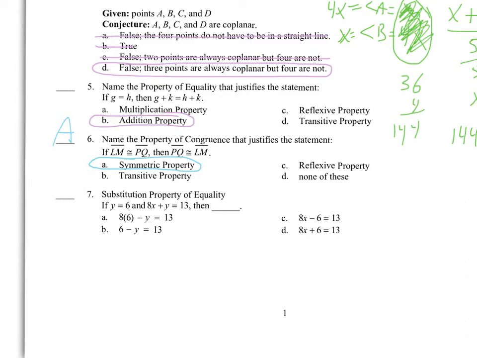Substitution property of equality. If y equals 6, then 8x plus y equals 13. What we're doing is we're substituting y with 6. And which one does that? D. They took the y and they put the 6 in place of it.